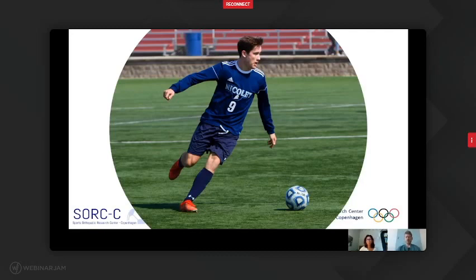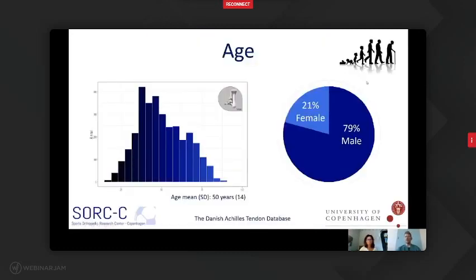He was brought to the ER and we found that he had an Achilles tendon rupture. Mark is a typical case. He is in his late 30s, early 40s.